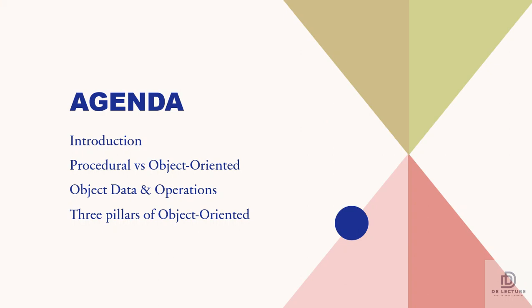The first one will be the introduction to what is actually object-oriented programming. Second is procedural versus object-oriented. Third is object data and also operations. What does it mean by object data, or by object operations? And the very last one is the three pillars of object-oriented programming.